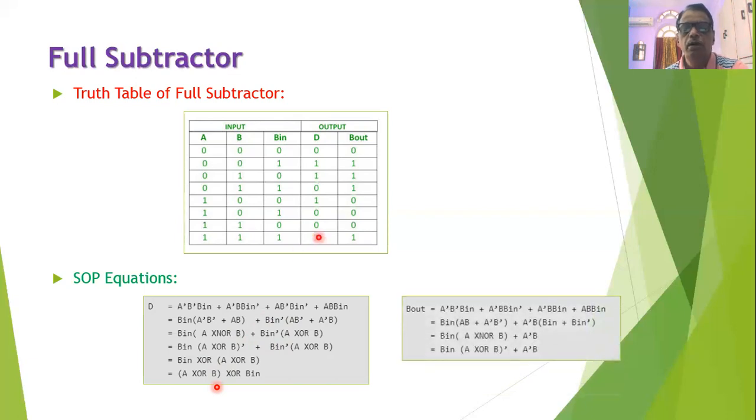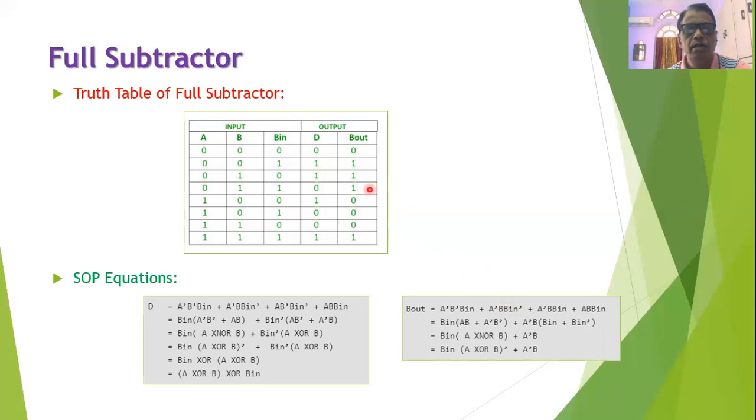Similarly, from this truth table, we can write the SOP equation for the borrow out. When you check the truth table, you can easily find that the borrow output is 1 in 4 possible cases. That is when A is equal to 0, B is equal to 0, and B in is equal to 1. Therefore, this case can be written as A bar B bar into B in. In the second case, the borrow output is 1 when A is equal to 0, B is equal to 1, and borrow in is also equal to 0. Therefore, this case can be written as A bar B into B in bar.